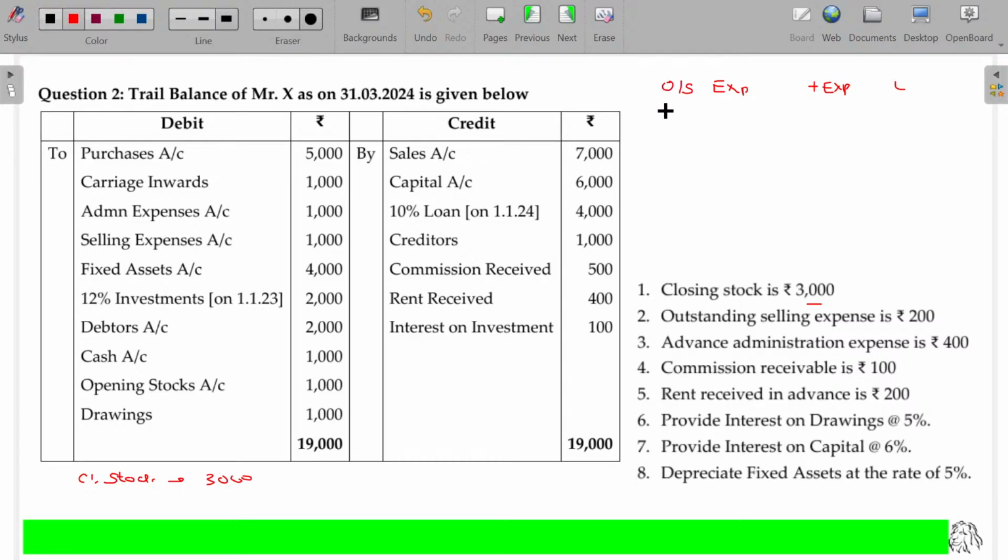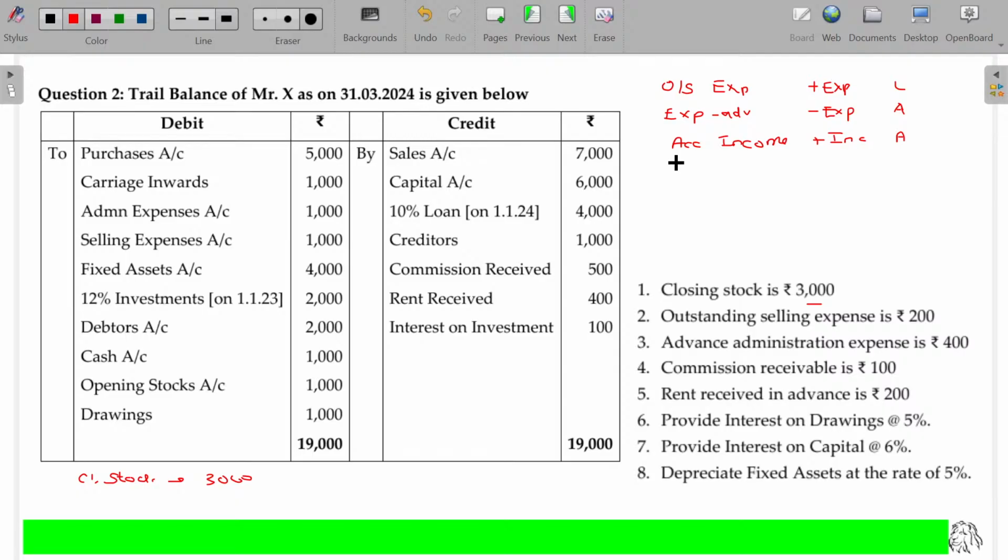In case of expenses paid in advance, expenses in advance should be subtracted from the concerned expenses, and post that in the asset side. Clear? In case of accrued income or outstanding income, add with the concerned income and post that value in the asset side.